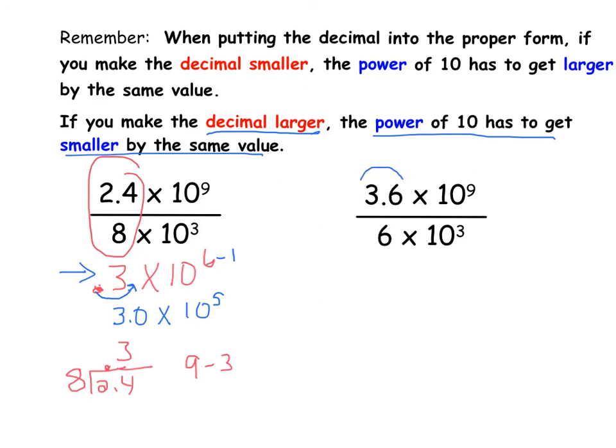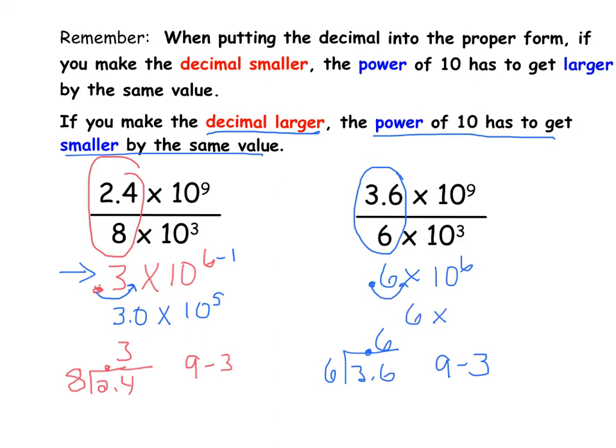All right, the last example. We divide the numbers, so 6 goes into 3.6. 3 goes into 36 6 times, so it's 0.6 times 10 to the, and when we are dividing powers with the same base, we subtract, so we have a 6. It is not in scientific notation, so we have to move the decimal over once here to make it 6 times 10 to the, and since we made the decimal one place larger, we have to make the exponent one place smaller, so it is 10 to the 5th.